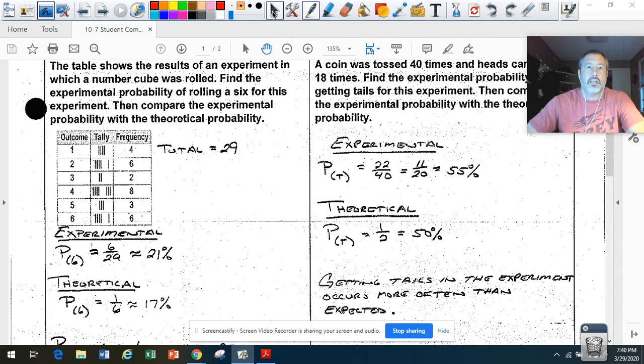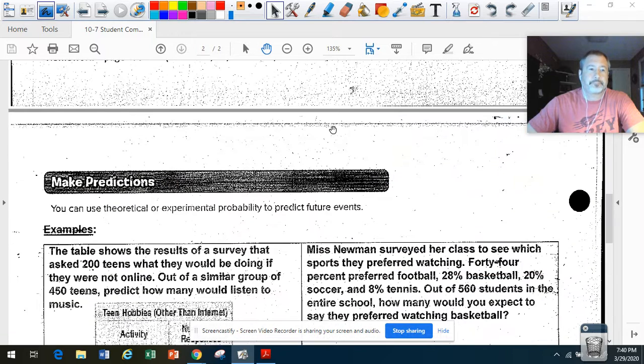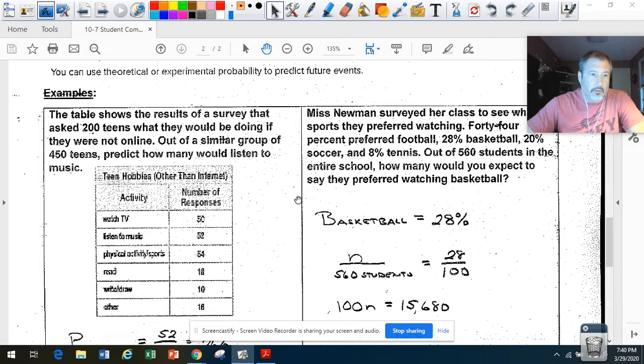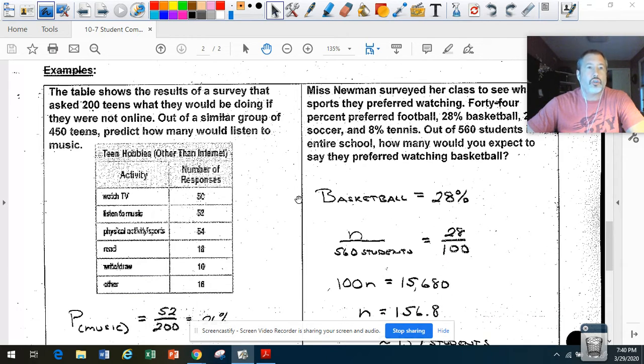So let's turn over to the next page. Okay. Now, making predictions. So here we go. Let's see what we have here. It says the table shows the results of a survey that asked 200 teens what they would be doing if they were not online. So out of a similar group of 450 teens, predict how many would listen to music.